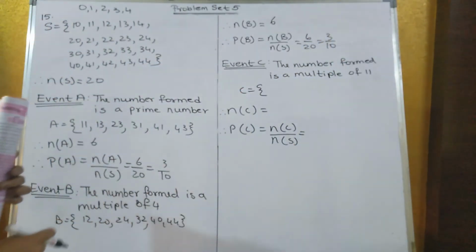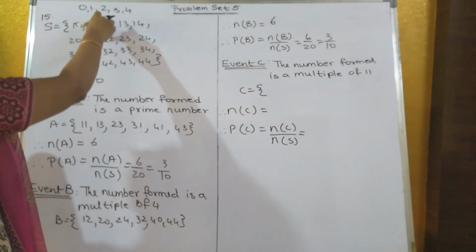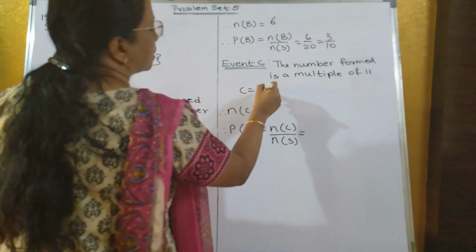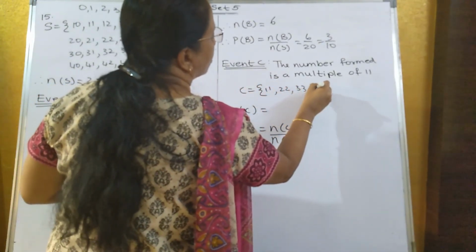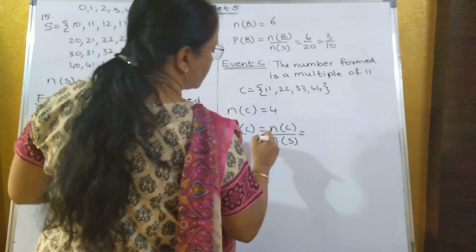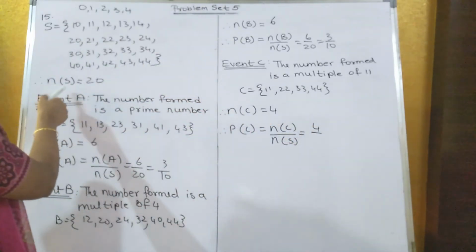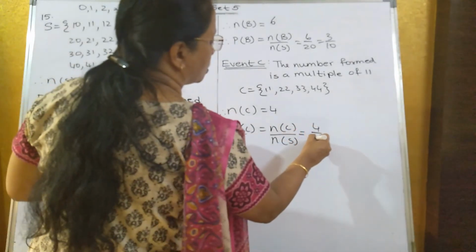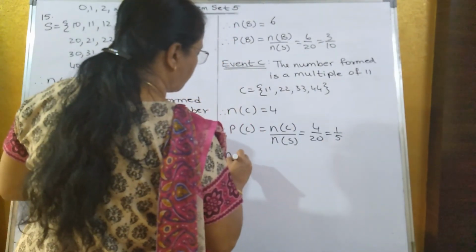Now event C, the number formed is a multiple of 11. So which are the numbers which are multiples of 11? 11, 22, 33 and 44. So Nc is equal to 4. So Pc is equal to Nc upon Ns, that is 4 upon 20. So that's equal to 1 upon 5. Then write down the answer.